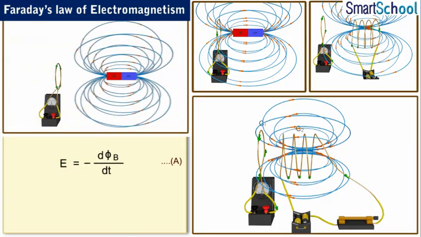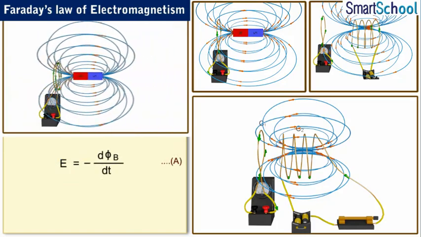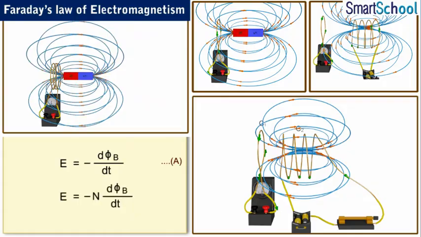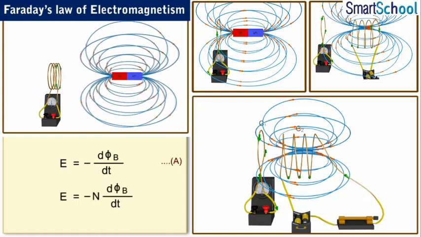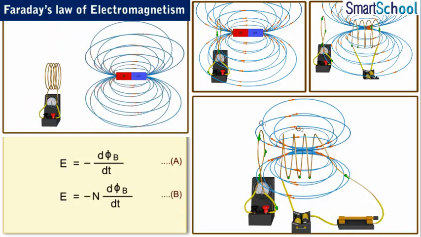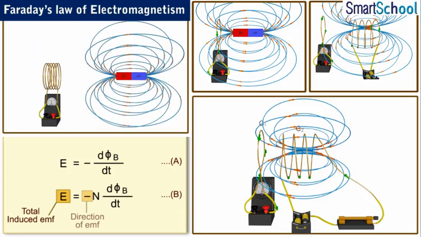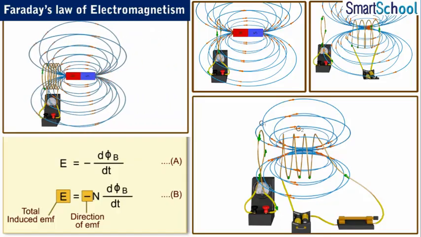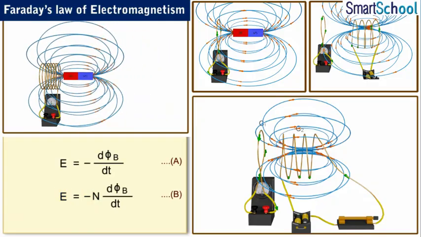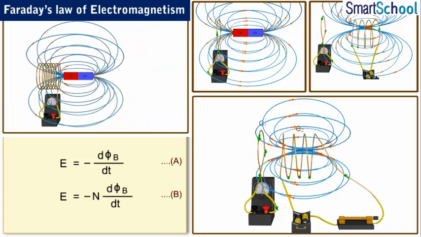When n number of turns are closely wound to form the coil, the change of flux with time for each coil is the same, and we can write the total induced EMF as E is equal to minus n into d phi b divided by dt. Let this be equation B. In this equation, E is the total induced EMF. The negative sign indicates the direction of EMF and hence the current in the closed loop. Therefore, the total induced EMF can be increased by increasing the number of turns, n, of the coil.